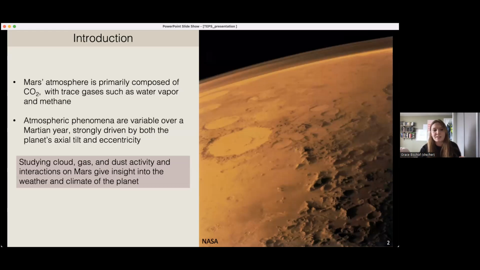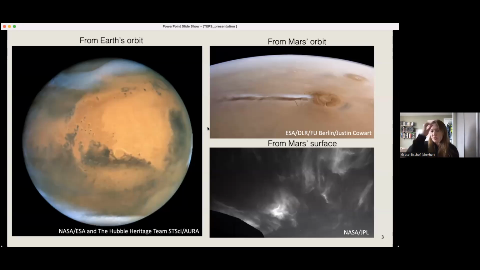So similarly to Earth, the planet has an axial tilt. And so this causes differences between the northern and southern hemispheres. And differently than Earth, Mars has a bigger eccentricity, and so it's closer to the sun at perihelion, where the global temperatures tend to be a bit warmer, and you have enhanced dust lifting, and it's further from the sun at aphelion, and the global temperatures are a little bit colder, and you get increased water ice cloud formation. We can study these cloud, gas, and dust activities and interactions on Mars to give insight into the weather and climate of the planet. So this project specifically is focusing on the cloud activity and interactions.